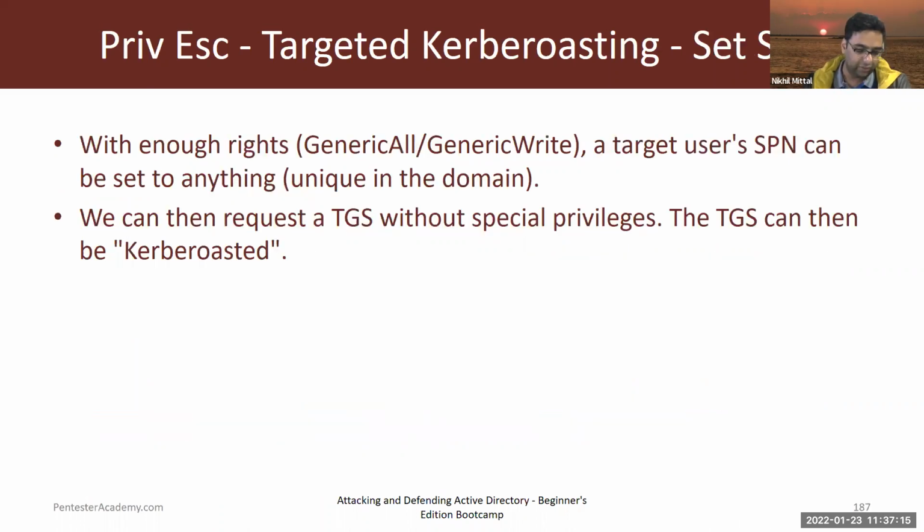Another variant, another targeted Kerberoasting method, is forcefully setting the SPN. As we discussed a few minutes back, you can request a TGS for any account whose SPN is not set to null. That is, if there is a valid string in the service principal name attribute of a user, the KDC will treat it as a service account and you can request a TGS for it.